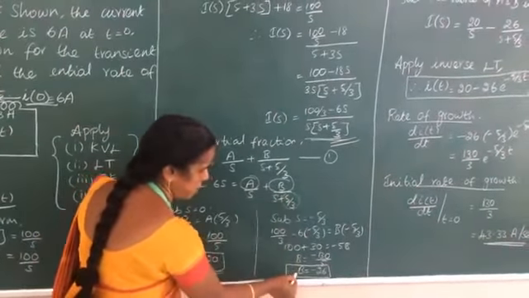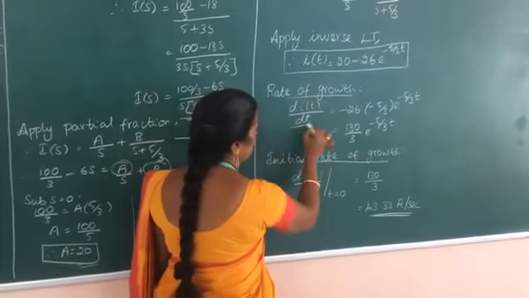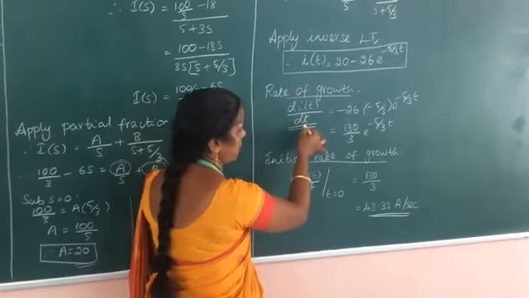Next, we have to find the initial rate of growth of current. For that we have to find the rate of growth of current, which is nothing but di of t divided by dt.